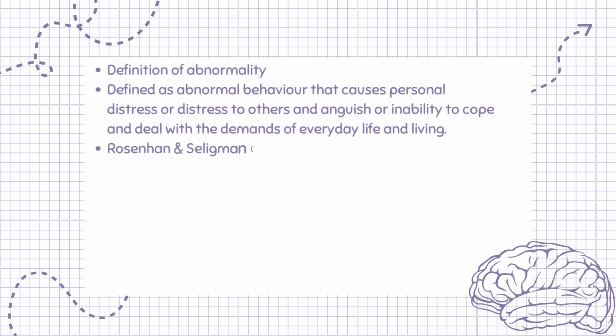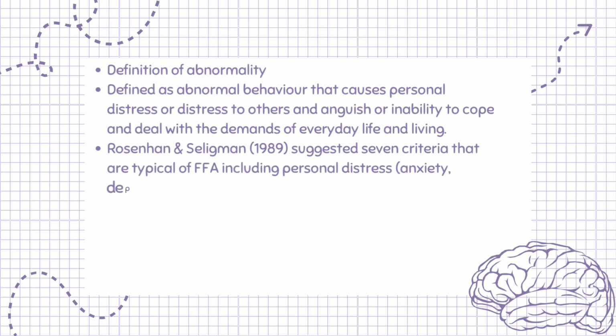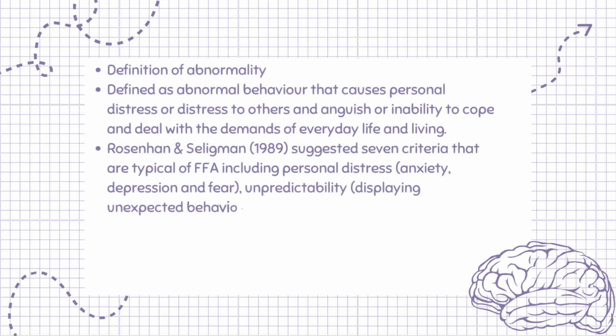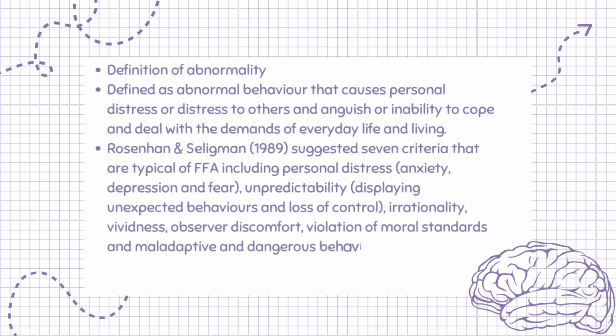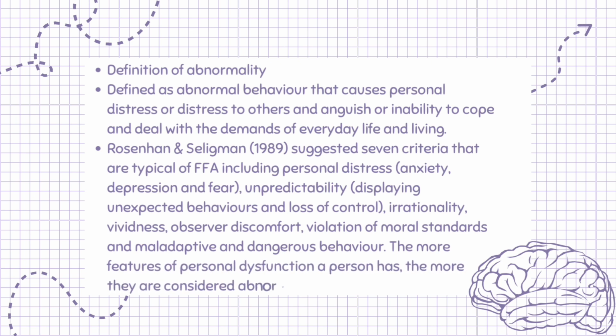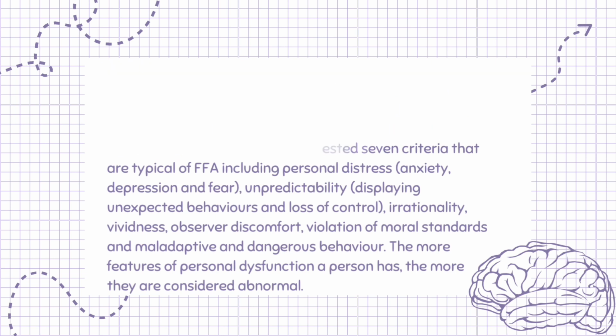Rosenhan and Seligman, 1989, suggested 7 criteria that are typical of FFA, including personal distress, anxiety, depression and fear, unpredictability, displaying unexpected behaviors and loss of control, irrationality, vividness, observer discomfort, violation of moral standards and maladaptive and dangerous behavior. The more features of personal dysfunction a person has, the more they are considered abnormal.